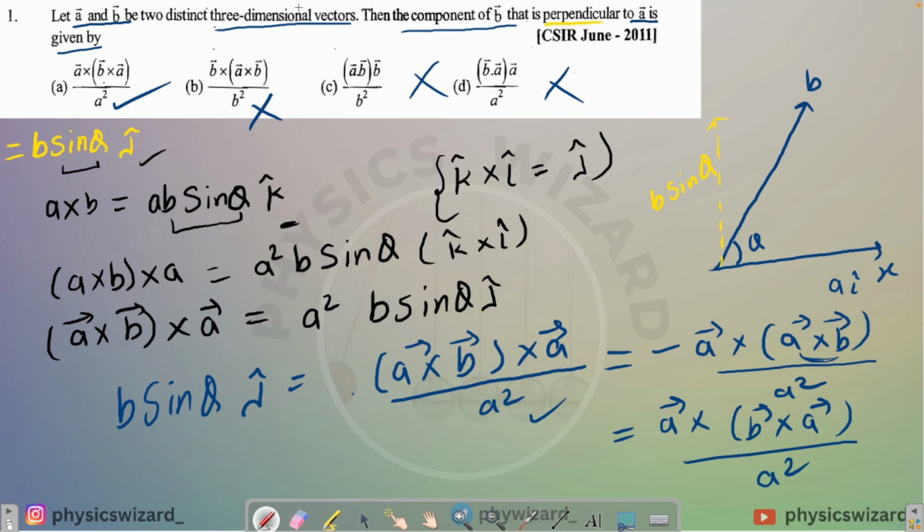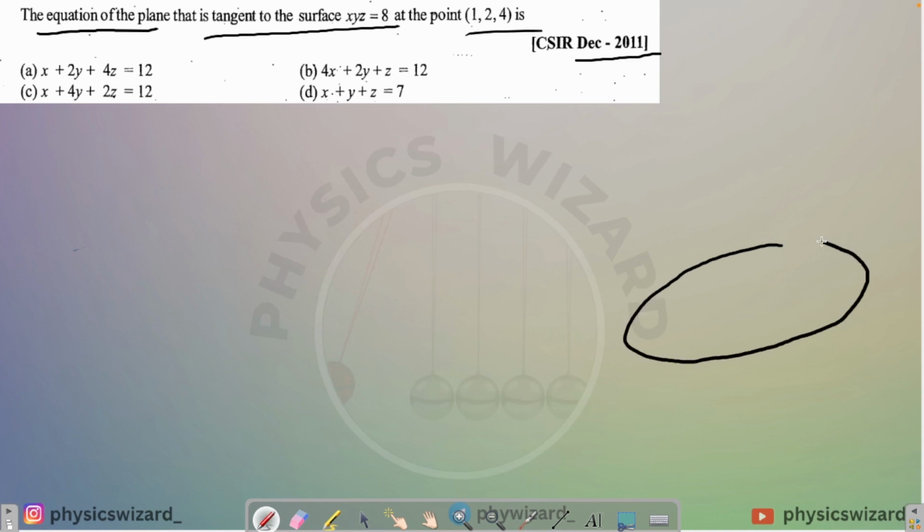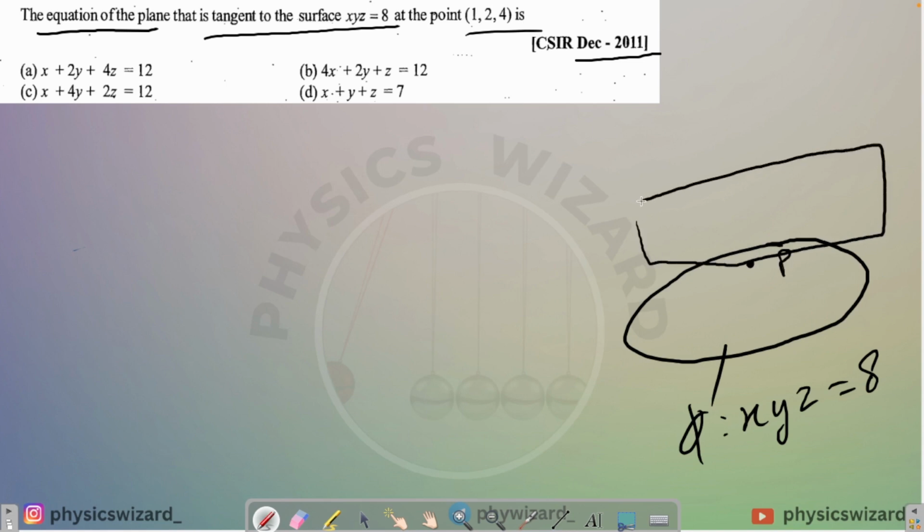Now the next question is the equation of the plane that is tangent to the surface at this point. It is asking for the equation of a plane, and this plane is tangent to a surface. Let's say the surface is phi x y z equals 8. Now at a point, let's say point P, we have a tangential plane.